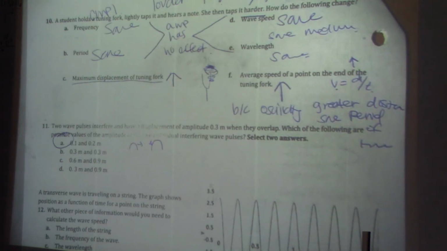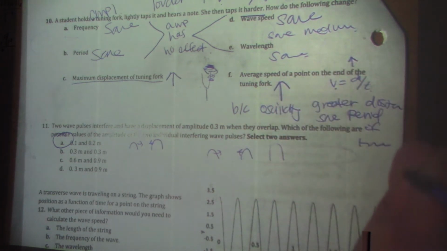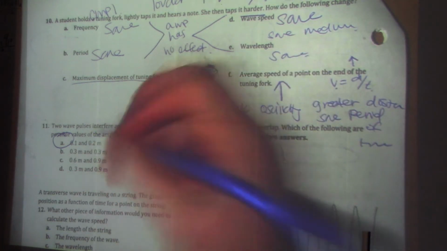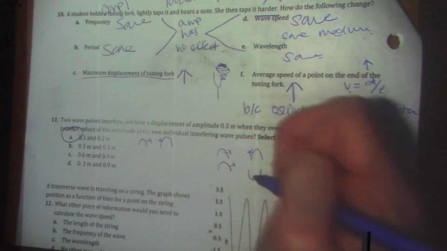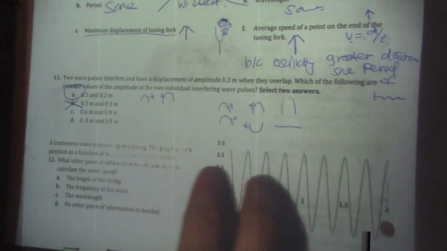I could have 0.3 and 0.3. So those would come together. That would give me an amplitude of 0.6, which is not the case. Or I could have 0.3 and then 0.3 the opposite way. Those coming together would give me a flat line, amplitude 0. So B is not going to work, whether they're in the same direction or opposites.